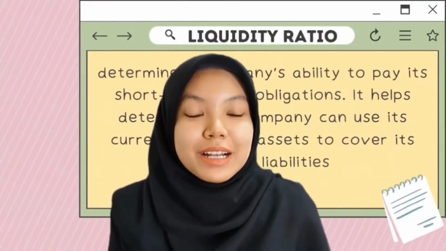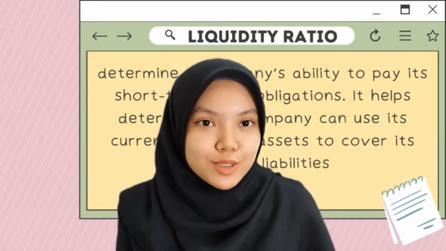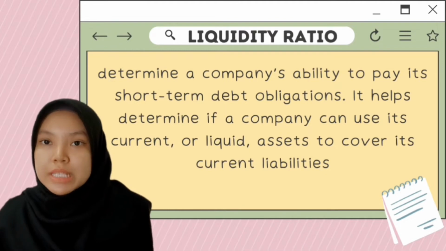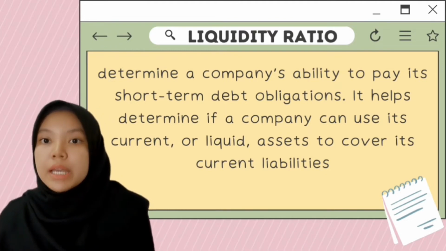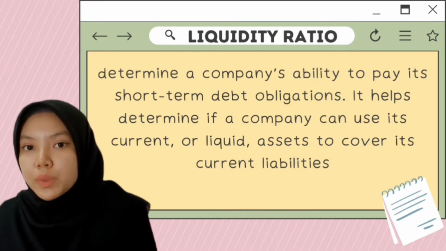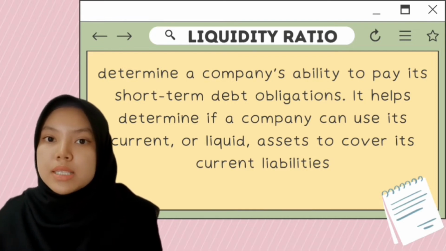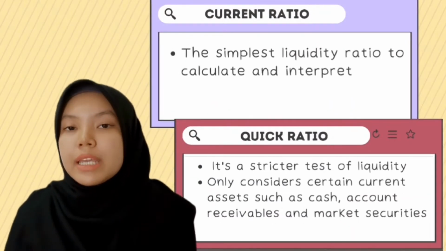Hello, I'm Maisarah. Before we move to the calculation, let me explain the purpose of each ratio. The purpose of the liquidity ratio is to determine a company's ability to pay its short-term debt obligations. It helps determine if a company can use its current or liquid assets to cover its current liabilities. Current ratio is the simplest liquidity ratio to calculate and interpret.